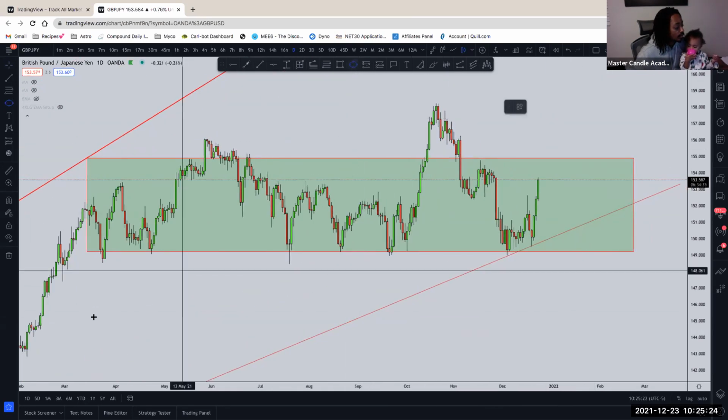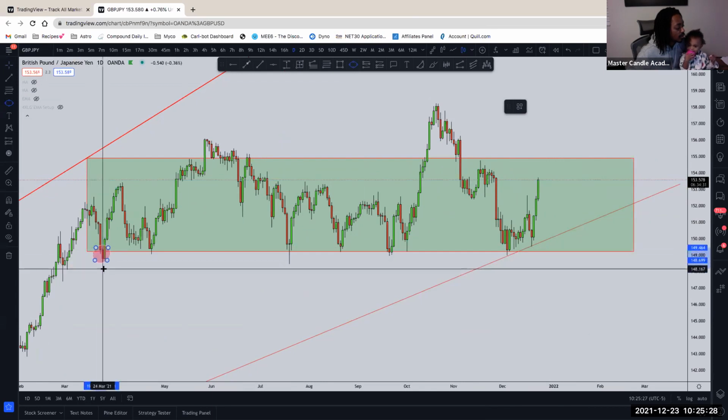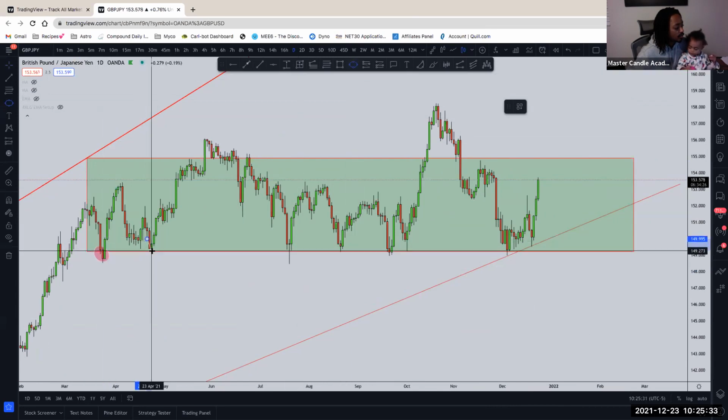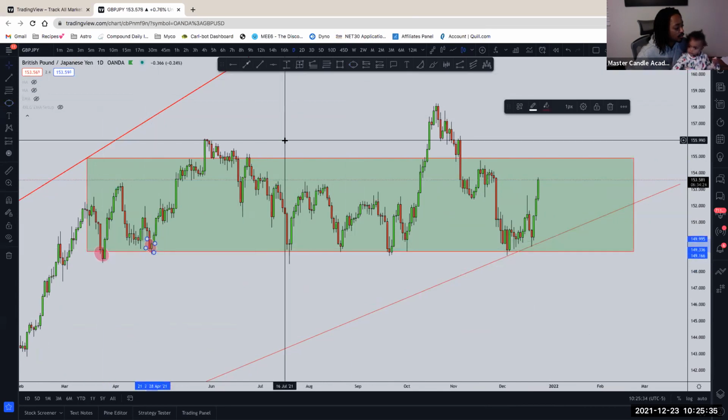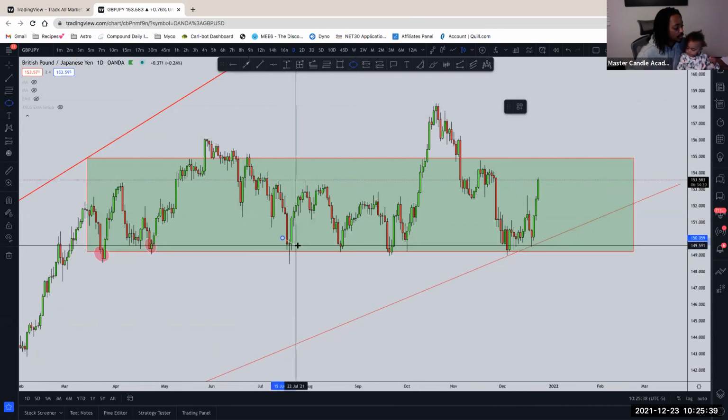Can anybody tell me what these candlesticks are called in the market? All right, what do we know them as?